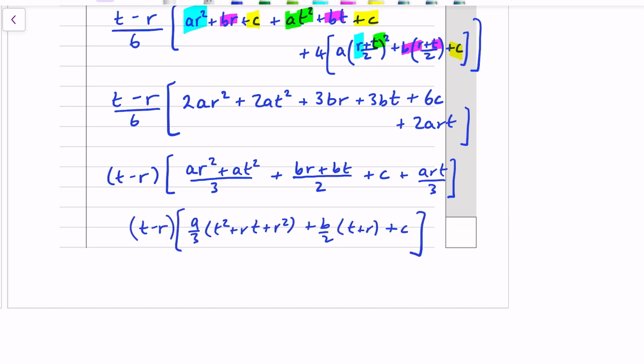I've got an ar squared over 3, yes. We've got an at squared over 3. We've got an art over 3. b over 2 t, b over 2 r, c. Perfect. All equal. And I'm just going to leave it there as a proof, even though it was a little bit dodgy. In the exam, you would either work it through by expanding it and then showing it equal to the thing we had, or you would go with the factorising method, and I've kind of met in the middle a little bit, but hey, I can finish the video now.